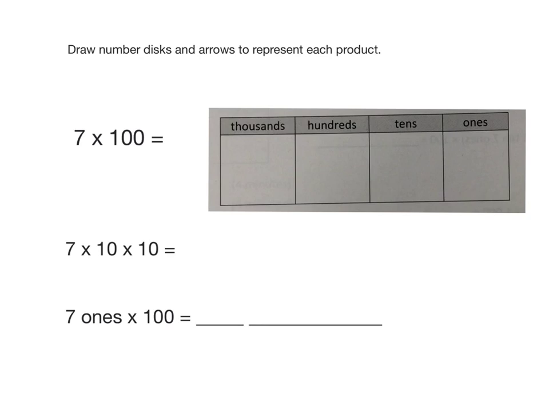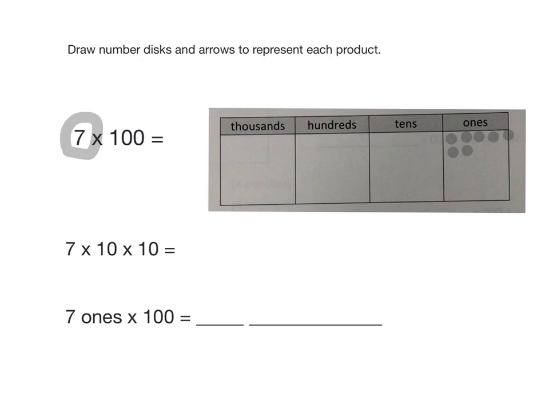In order to use number discs to represent my number 7, I have to draw 7 dots in the what column? In the ones column. Very good. So 1, 2, 3, 4, 5, 6, 7. As a reminder, I like to draw 5 in a row before moving down to my next row because it helps me see groups of 10 easily.